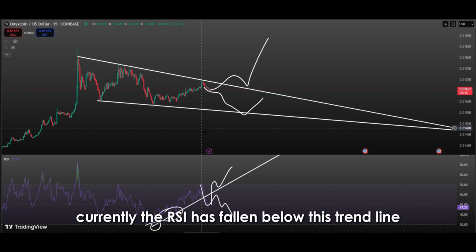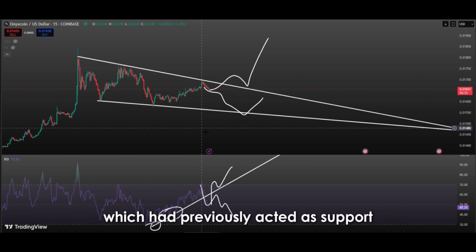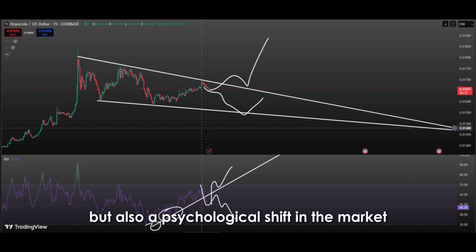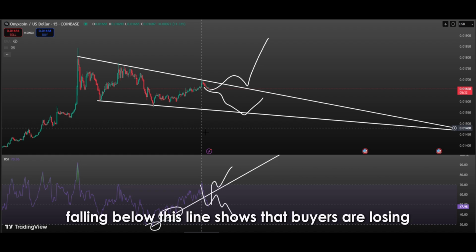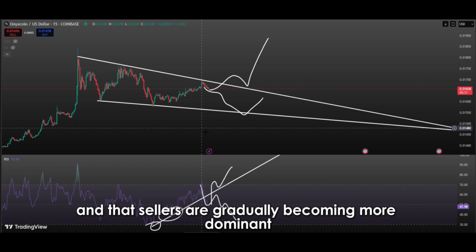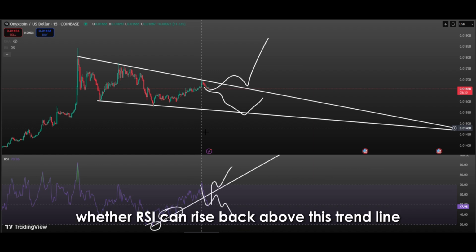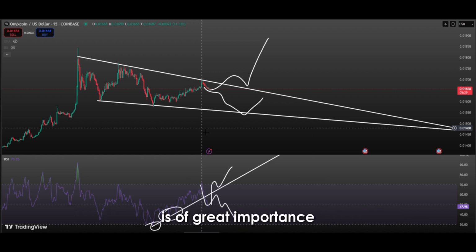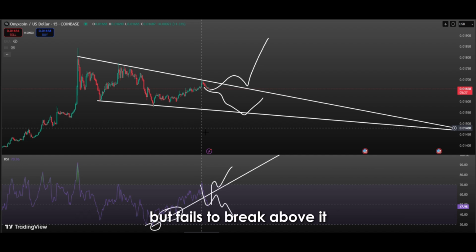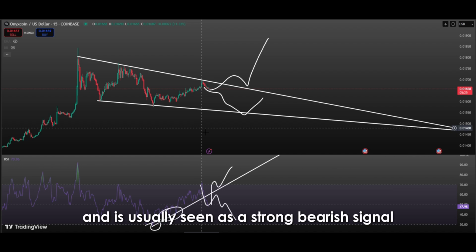Currently, the RSI has fallen below this trend line, which had previously acted as support multiple times. This is not only a technical breakdown, but also a psychological shift in the market. Falling below this line shows that buyers are losing strength and that sellers are gradually becoming more dominant. At this point, whether RSI can rise back above this trend line is of great importance. If RSI moves back toward this broken trend line but fails to break above it, this is considered a breakdown confirmation in technical analysis and is usually seen as a strong bearish signal.